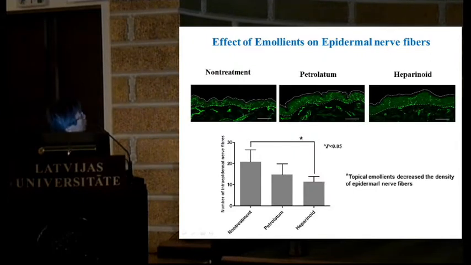This slide shows the effect of emollient on epidermal nerve fibers. Topical emollient decreased the number of epidermal nerve fibers, and the heparinoid is especially effective.